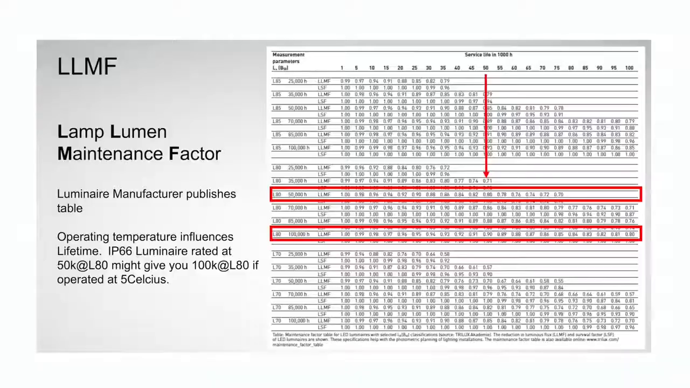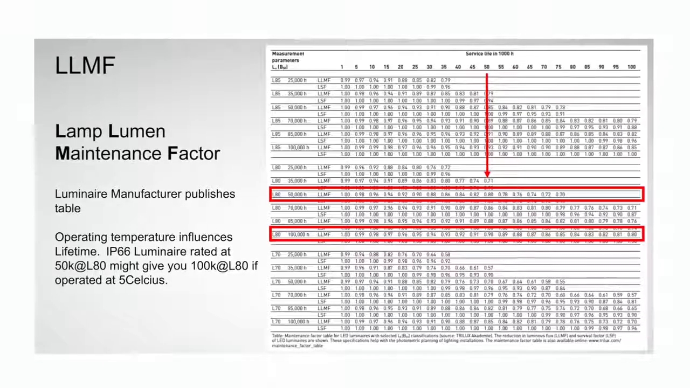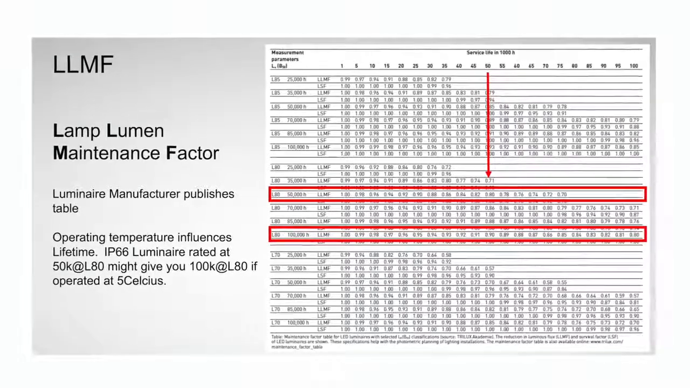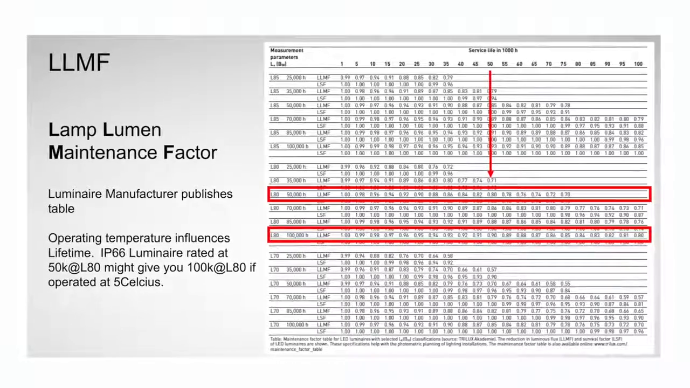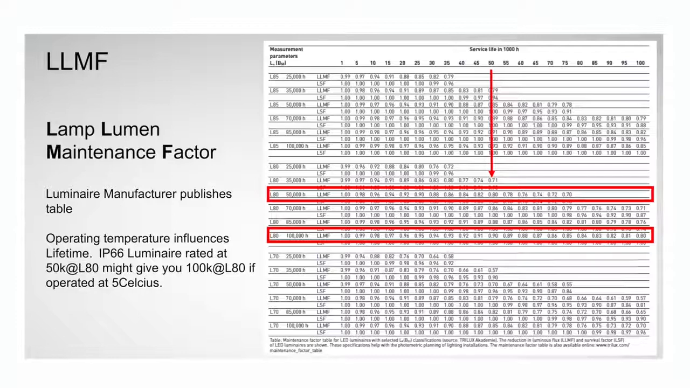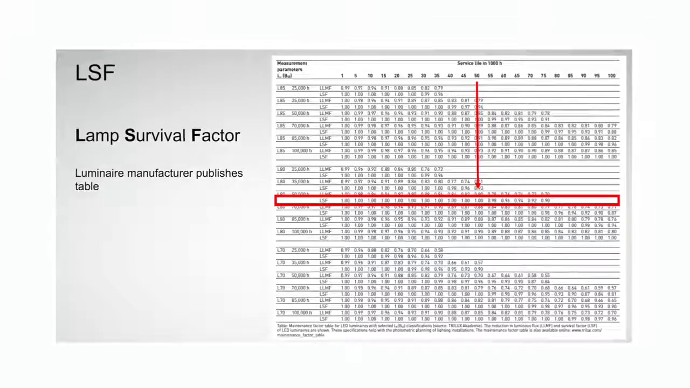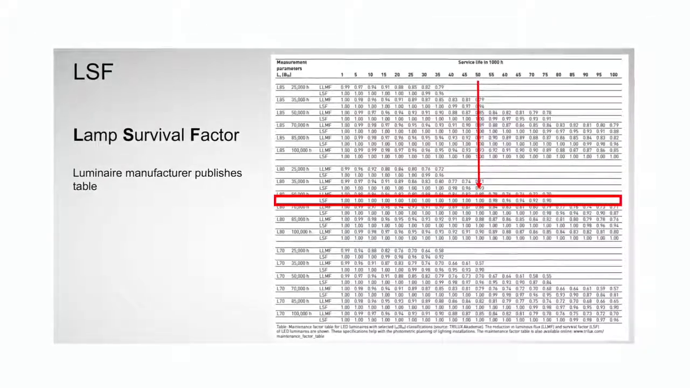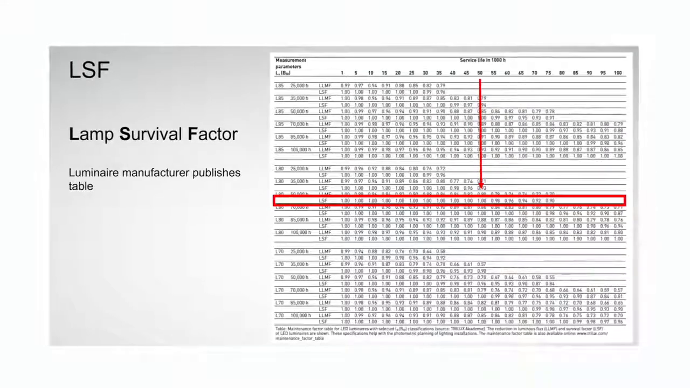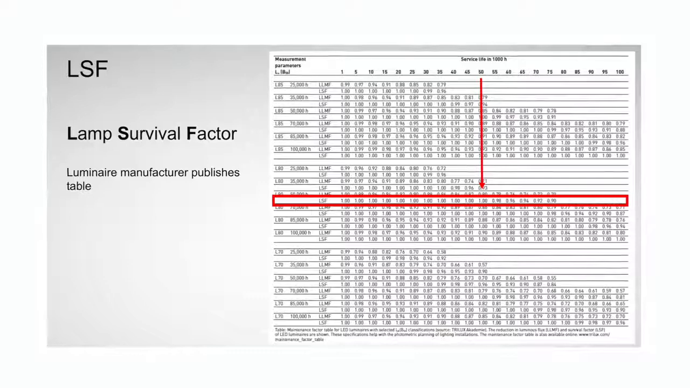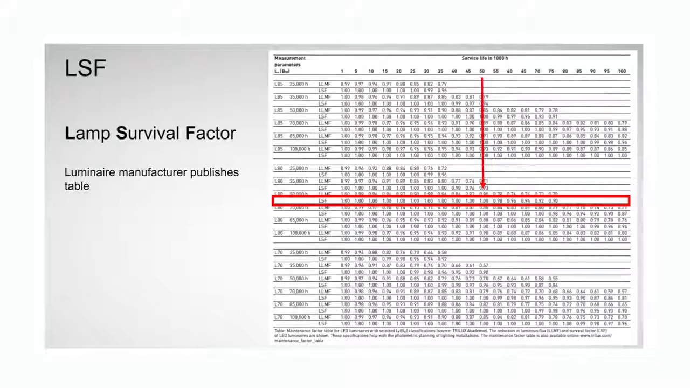And there's just a little bit in here about operating temperatures as well. So for example, if you take an IP66 rated luminaire and it had a 50,000 hour L80 lifetime, it could potentially have a 100,000 hour L80 lifetime if it was operated at 5 degrees. So similar scenario with the lamp survival factor. Again, you've got this table from luminaire manufacturers where you'll be able to look up, according to the luminaire data and also the project life, what the lamp survival factor is.